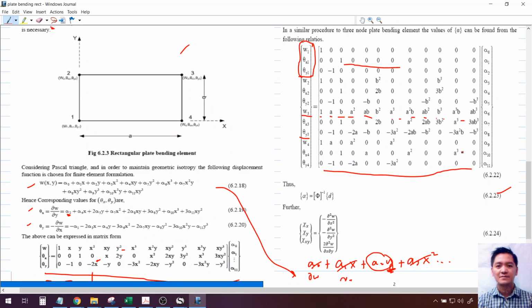Now, this is alpha, this is alpha matrix. This is a phi matrix, and this is our displacement matrix. Now, in matrix form, in simple form, this is D equals phi alpha, right? Now, alpha will now be phi inverse D. Okay? Which is this.